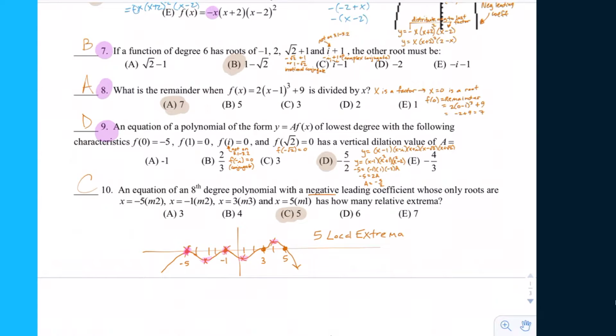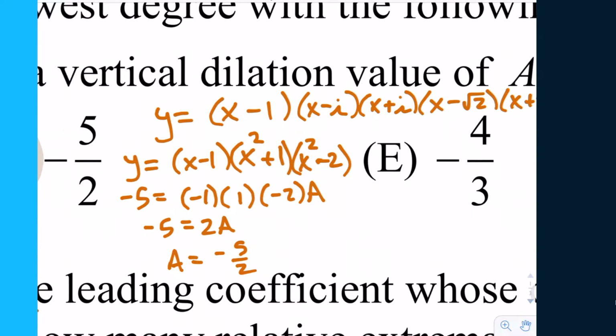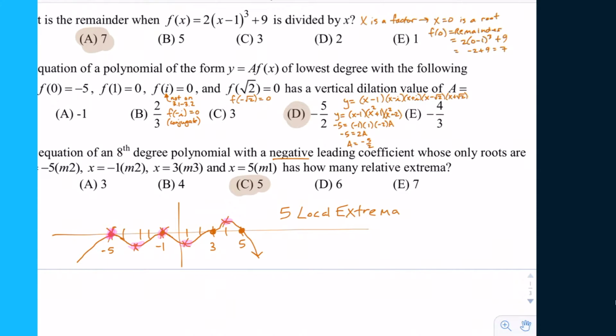So I did it with the i's here. i is a root, so negative i is a factor. The only thing you need to worry about in terms of i, if you wanted to do it, is i squared is equal to negative 1. So x minus i and x plus i is x squared minus i squared. But because i squared is negative 1, it turns into x squared plus 1. But that's what we're doing on the next test. So yours won't have imaginary roots at all.